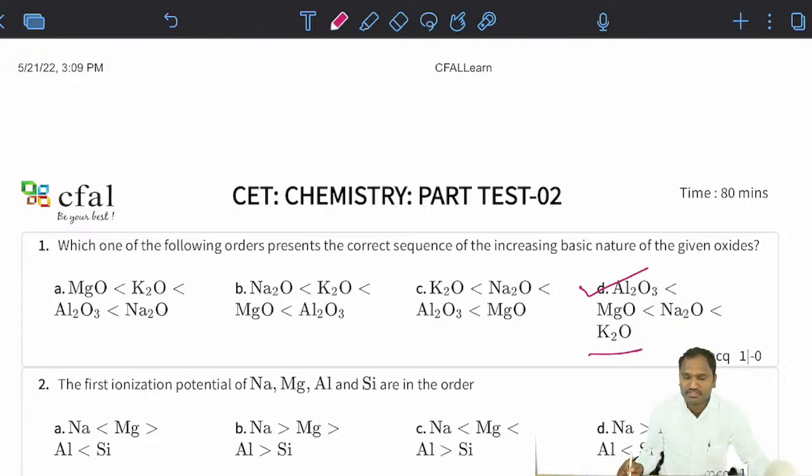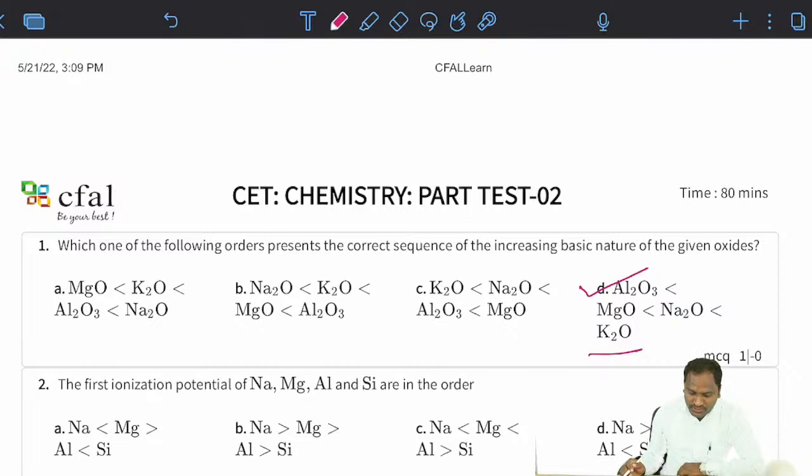D is the right answer. Here, periodic classification and properties, chemical bonding, metallurgy. In that, chemical bonding is very, very important, students. Every year 3 to 4 questions they are asking. Minimum 2 questions they will give.